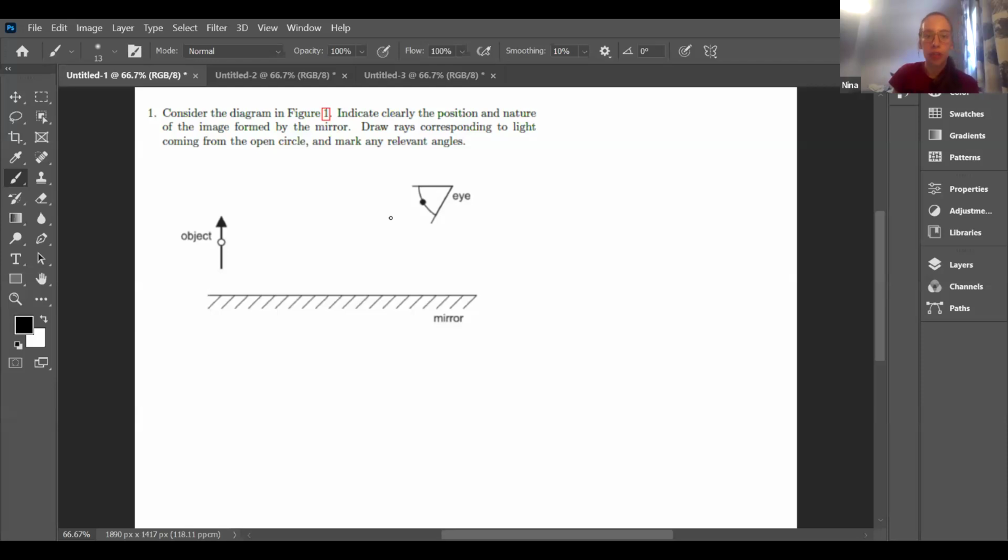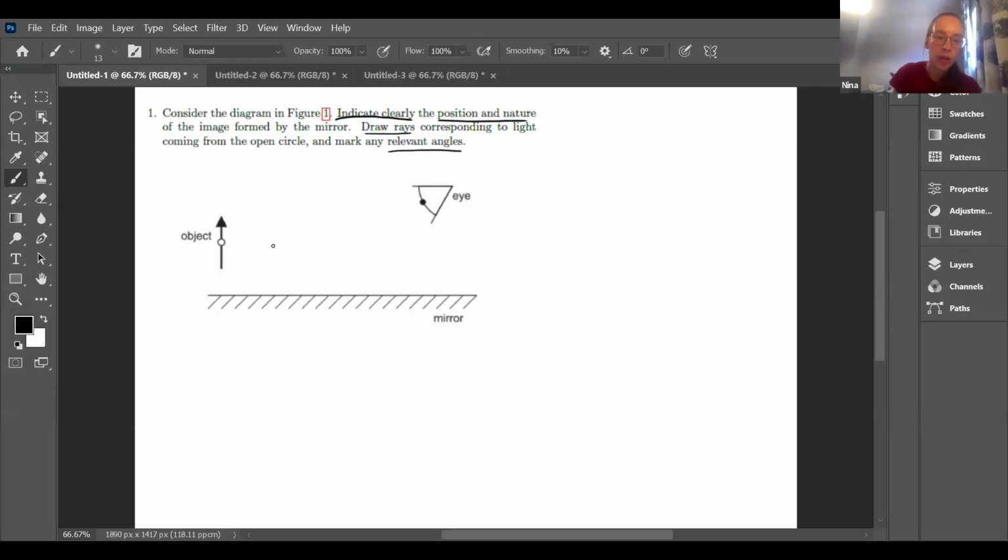So with this sort of question, first of all, there's a bunch of questions, and to get full points, you have to answer everything. So please make sure you either underline or do whatever you want, but it says indicate clearly position and nature of the image, draw the rays, and then mark any relevant angle. So it's like 3 or 4 different things.